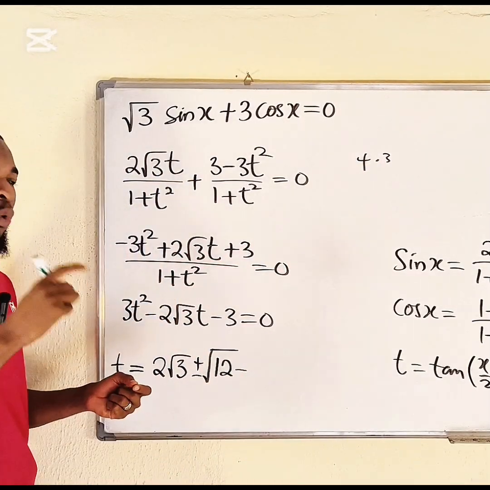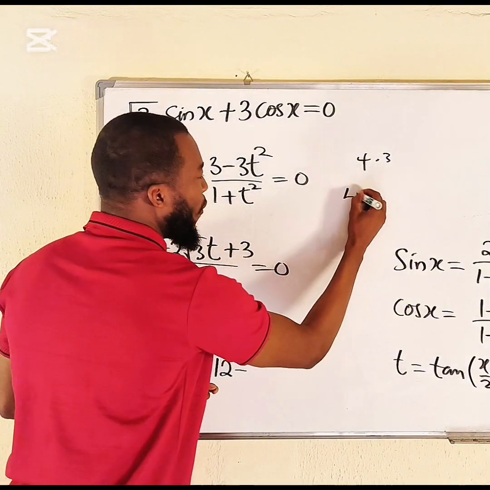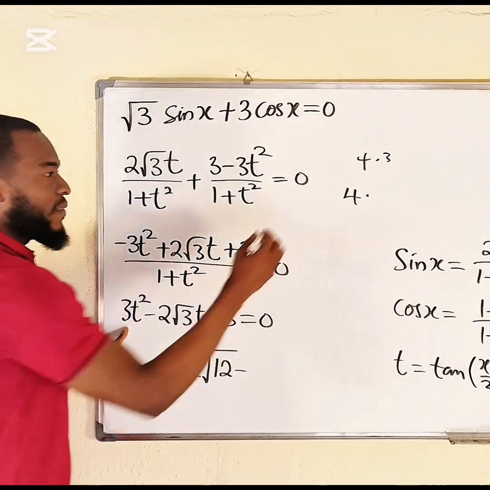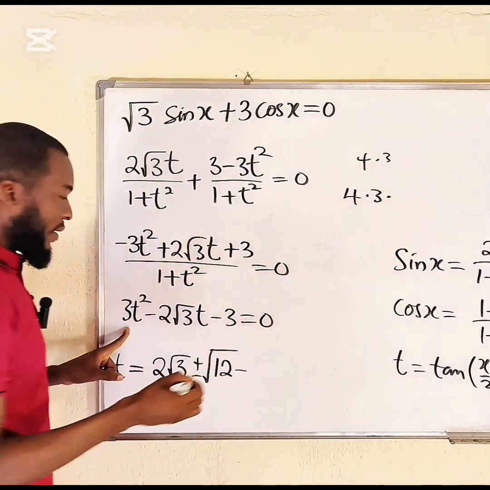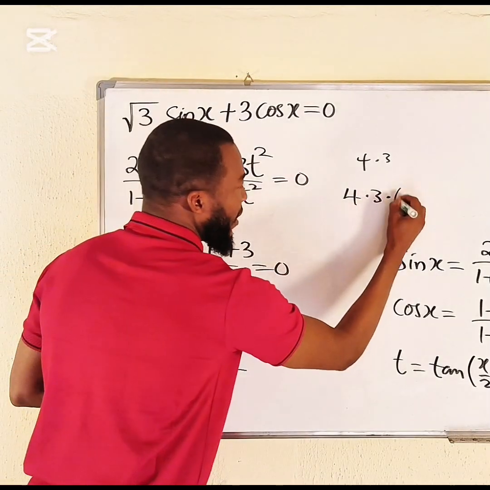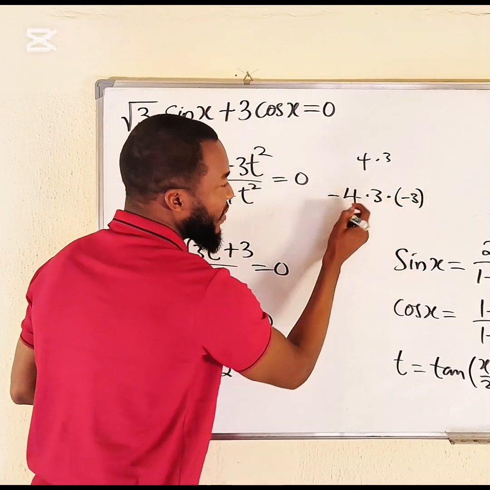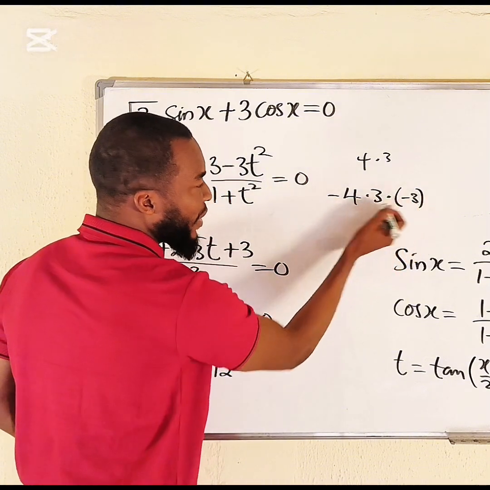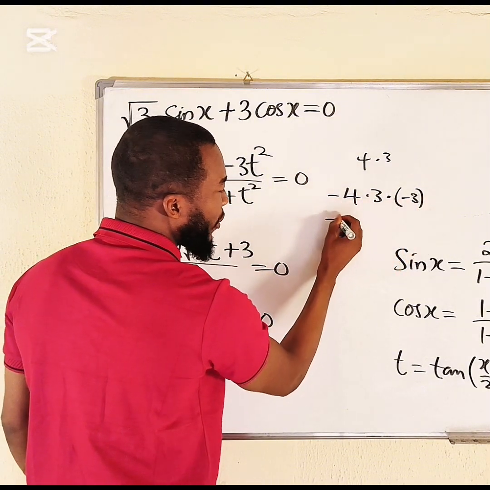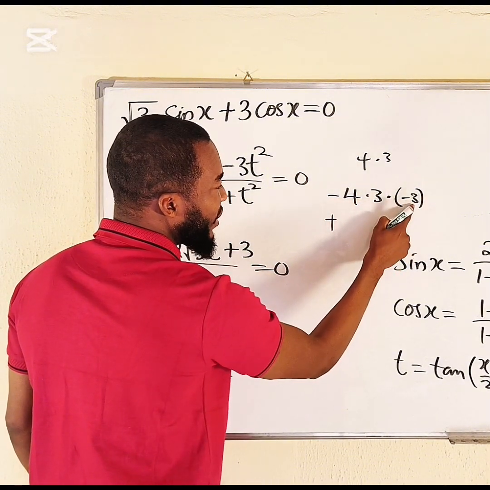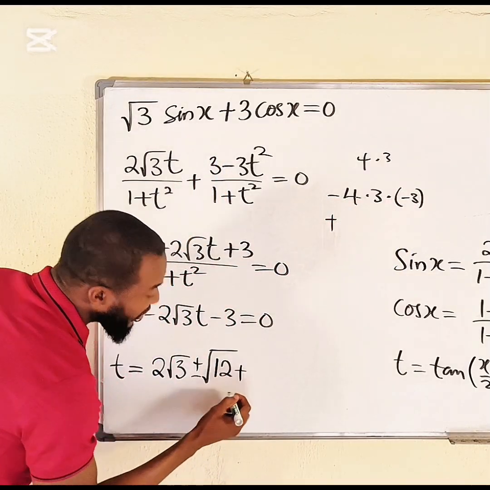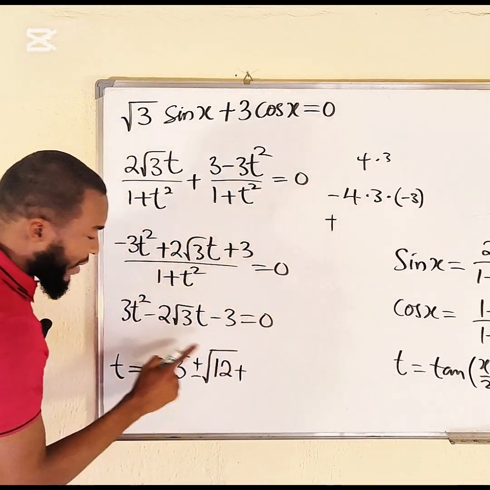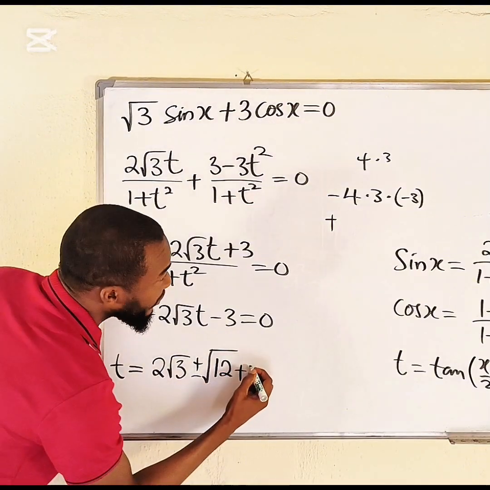Minus 4ac. 4a is 3, c is what? Negative 3. But remember, this is minus 4ac. This minus and this minus will give us what? Plus. 3 times 3 is 9, and 9 times 4 is 36. So this becomes plus because we have minus here, and this constant minus, we have plus 36.